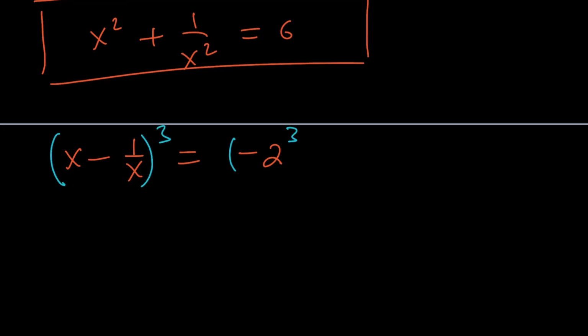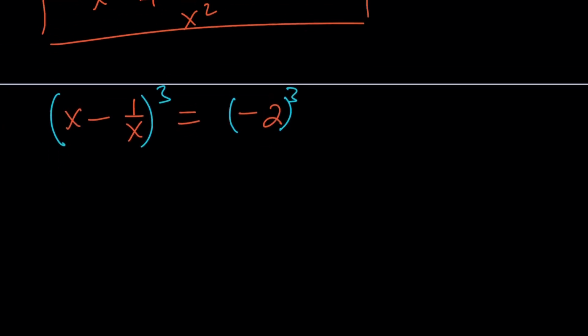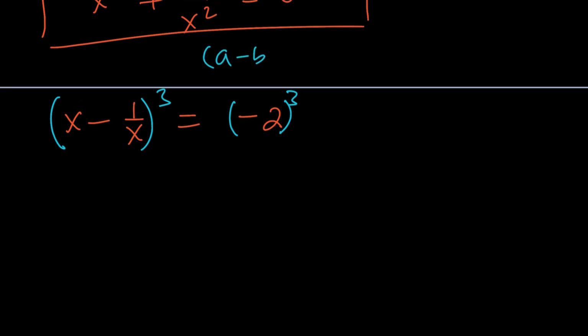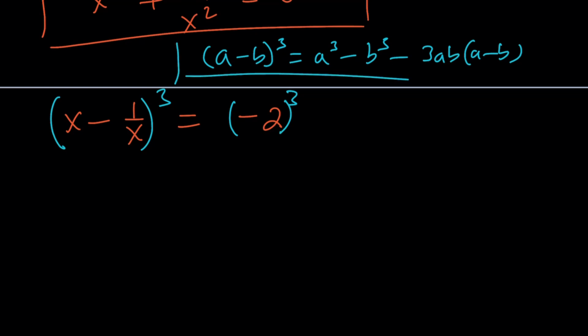And for the cube, I'm going to use my favorite identity again. Remember, what was it? A minus b cubed is a cubed minus b cubed minus 3ab multiplied by a minus b. And there's a plus version where everything is a plus sign. Isn't that easy to remember? And the plus sign version is actually the basis of the cubic formula. So that's why it's an important identity, and we use that a lot.